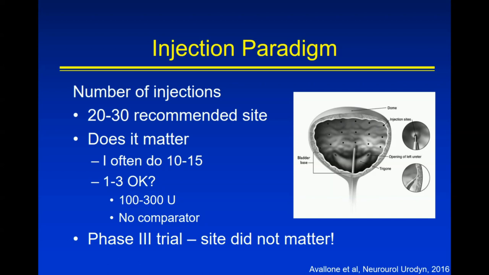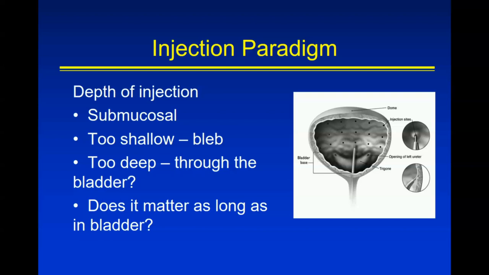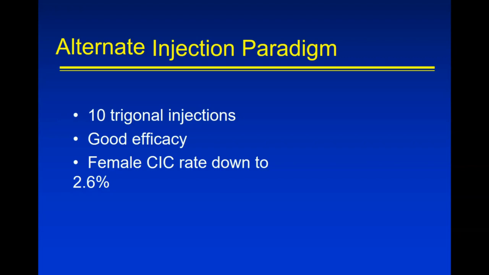And we don't want to blow it, we don't want to see something going on. Again, does it matter? There's also some even newer data suggesting that maybe you can do it with just a couple, 10 trigonal injections, and maybe even with a lower CIC rate, in a study called the Lobot. So there's a variety of ways to do this. And I do this 100% in the office, so this is easily done in the office.